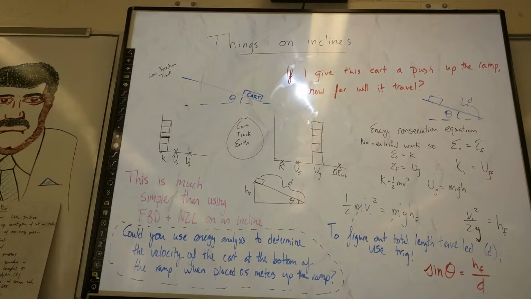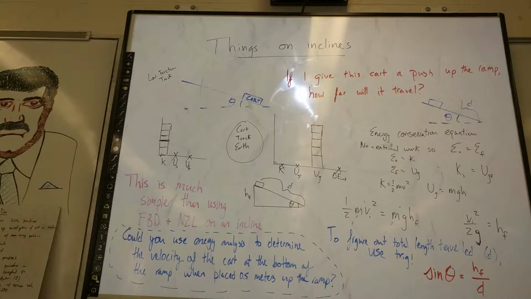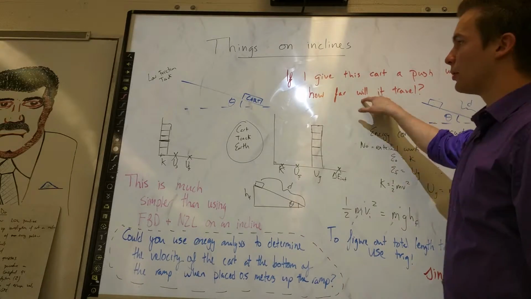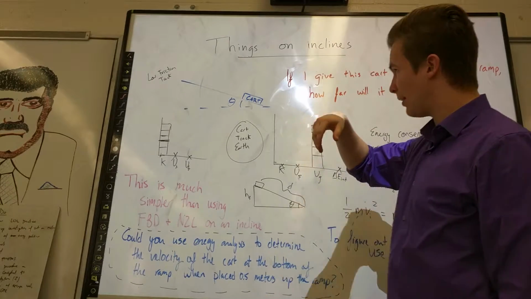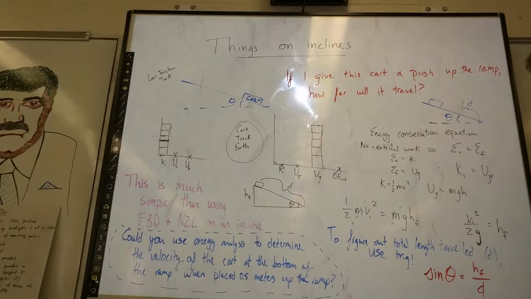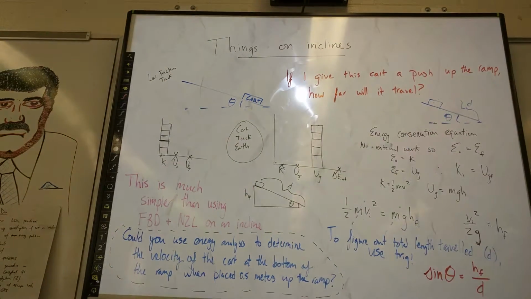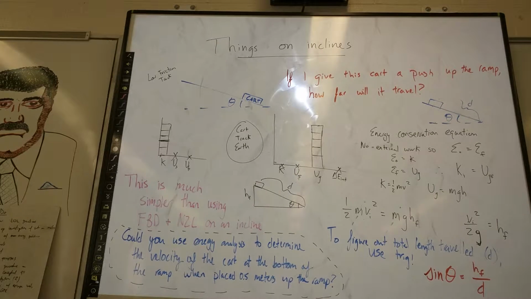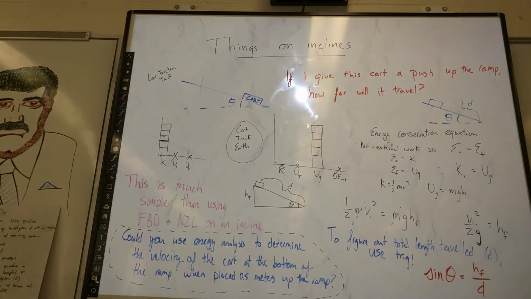Let me adjust this. There we go. Things on inclines. So if I give this cart a push up the ramp, how far will it travel? I'm just going to call this angle theta, and it could be any given angle in a problem that you'd see. Also, this is a low friction track, so I'm not going to examine friction at all on this cart. And what I want to know is, could I figure out this distance that the cart travels given this theta?